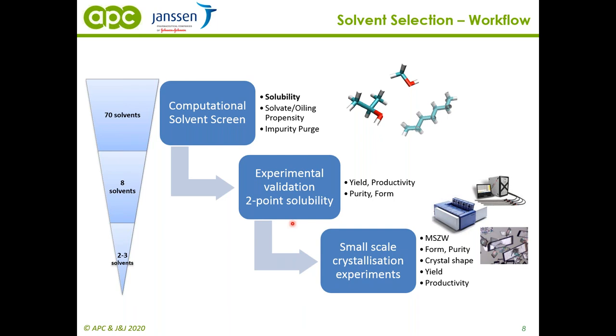And after this, we are narrowing down even further, so usually to two or three solvents, for which we then perform a small-scale crystallization experiment. And this is usually done in Crystalline. So here, we are looking for metastable zone width, form, purity, crystal shape, yield, and productivity.